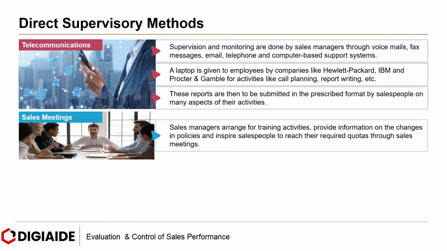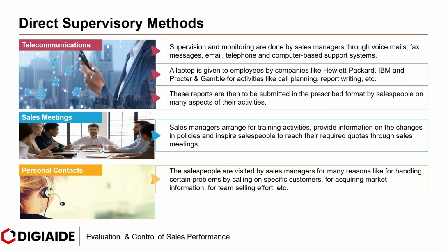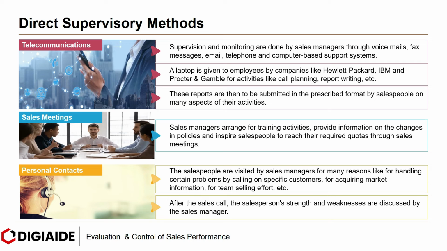The other direct method is sales meetings. Sales managers arrange for training activities, provide information on the changes in policies, and inspire salespeople to reach the required quotas through sales meetings. Third, personal contacts. The salespeople are visited by the sales manager for many reasons, like for handling certain problems, by calling on specific customers, for acquiring market information, for team selling effort, etc. After the sales call, the salesperson's strengths and weaknesses are discussed by the sales manager.